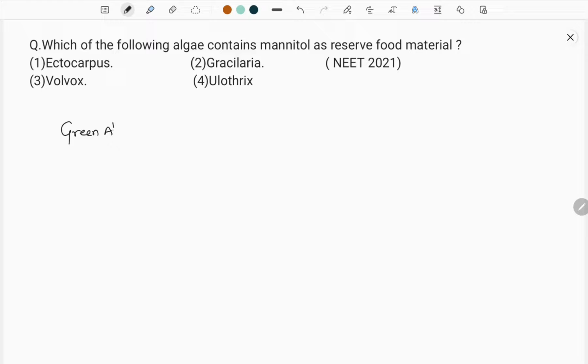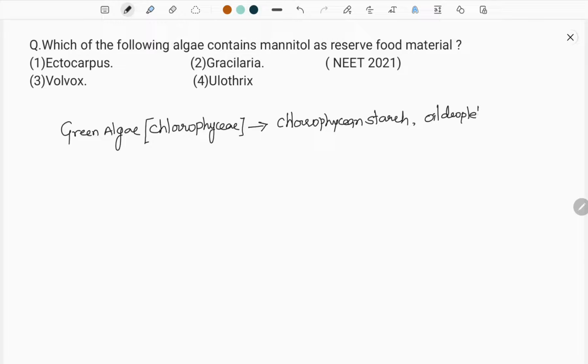green algae, otherwise called chlorophycean. So these chlorophycean algae, which are green in color, store food material in the form of chlorophycean starch. One more thing is that sometimes they may store food material in the form of oil droplets also.